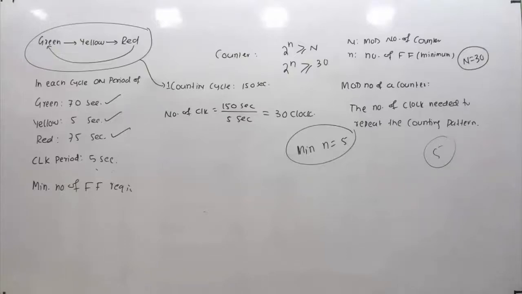Hope this logic is clear to all of you. Indirectly the green, yellow, red concept is given. One lighting cycle is equivalent to 30 clock cycles, and 30 clock cycles is equivalent to a mod 30 counter. A mod 30 counter can be implemented using 5 flip-flops. So the answer is 5.